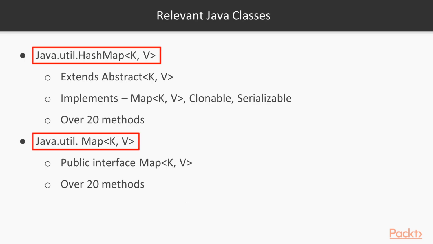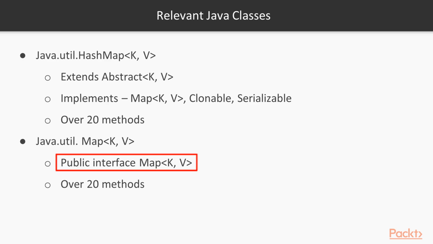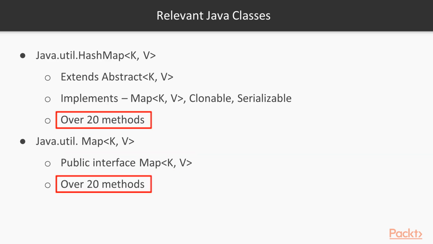There are two relevant classes that we should review. First is hash map. You can see that it extends abstract map. The K and V here stand for key and value. It implements the map interface, which is listed below. Each of these have over 20 methods.